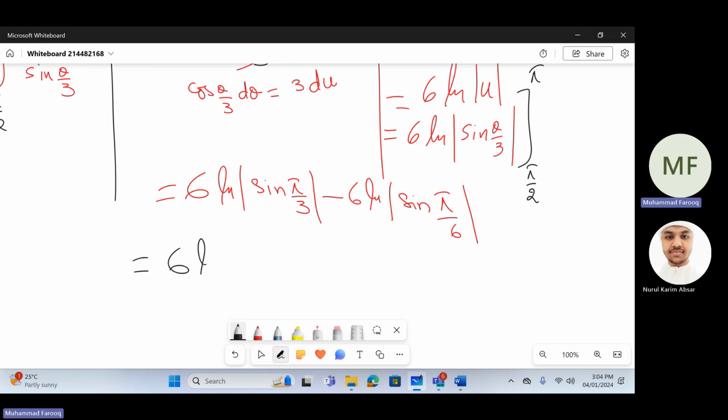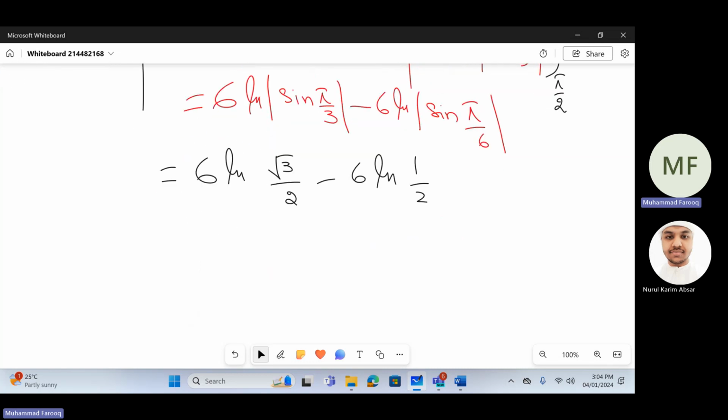So this is 6 times ln of square root 3 over 2. Fine. Minus 6 times ln. Give me sine pi by 6, please. Half. Okay, 1 by 2. Now look at it. Root 3 is constant, right? 2 is constant, right? Half is positive, yes or no? So no need for the absolute values, you can remove them because they are already positive. If they were negative, we would keep the absolute value, meaning the result becomes positive.